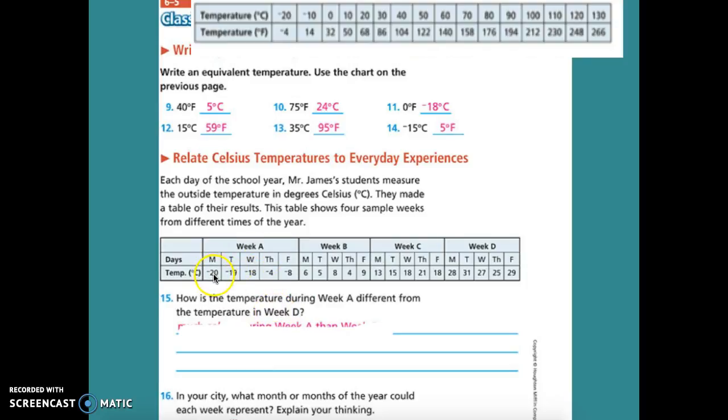So we look at these temperatures. We're looking at Celsius, so they're right down in this range. In week D, the temperatures in Celsius are in the 28, 29, 30 degree range. So what's the big difference? And I think what you could say is that during this week, it's a lot colder, right? During this week, it warms up over that course of time.